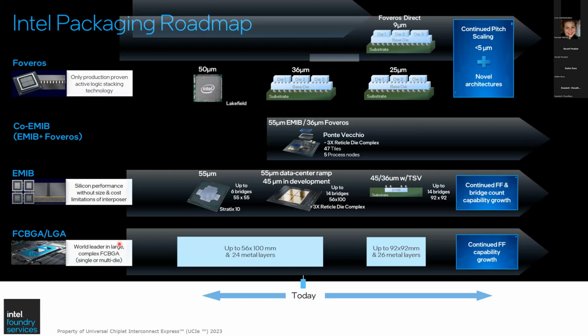This slide shows the evolution of Intel's package types. We notice the increasing complexity over time with the Ponte Vecchio here in the center, combining both EMIB and Foveros technology, and including 47 tiles spanning 5 different process nodes in an area that is 3 times larger than the typical reticle size.